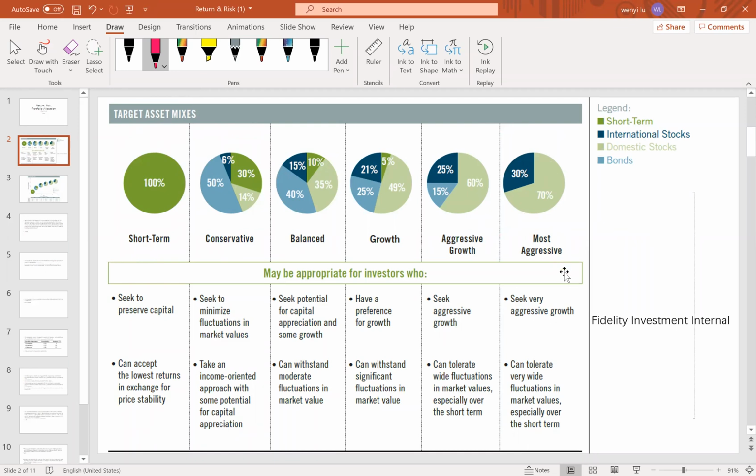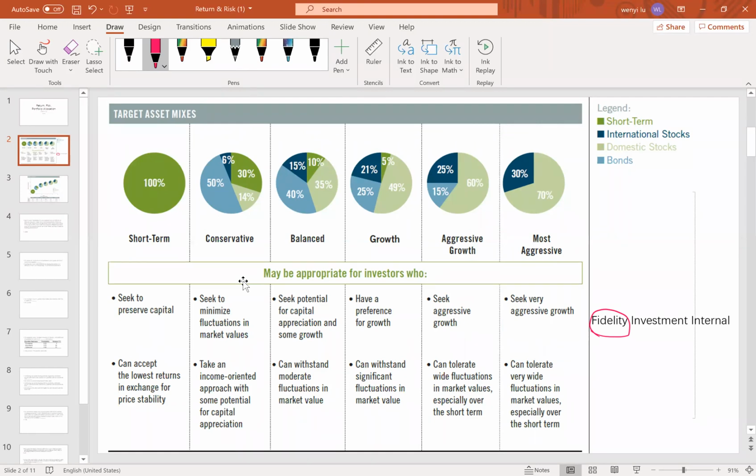And one student asked, what would be a good company to open a mutual fund or IRA? For a mutual fund or IRA, there are many companies that can do that. For example, Fidelity. And you can also open a mutual fund with other insurance companies and investment companies.